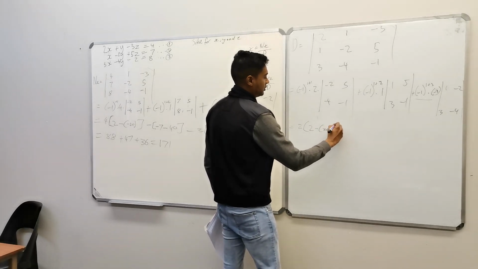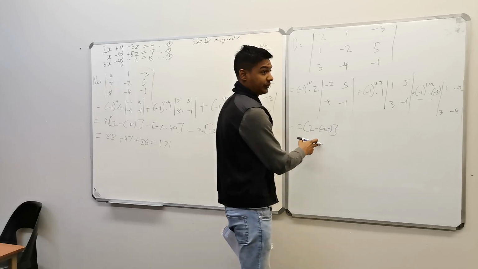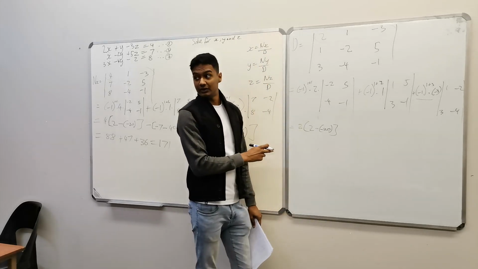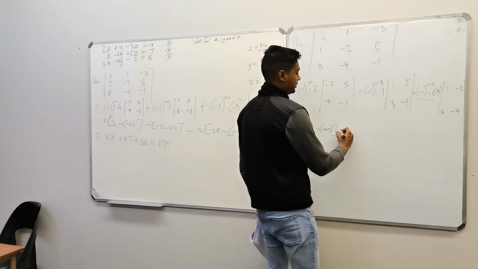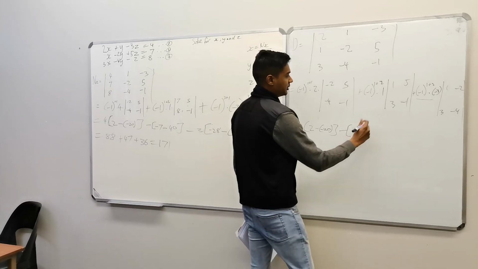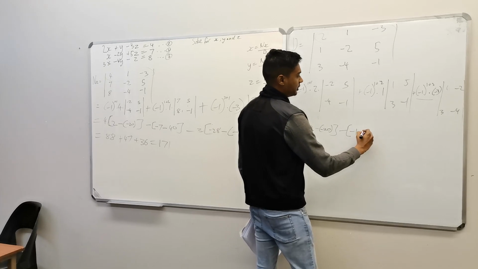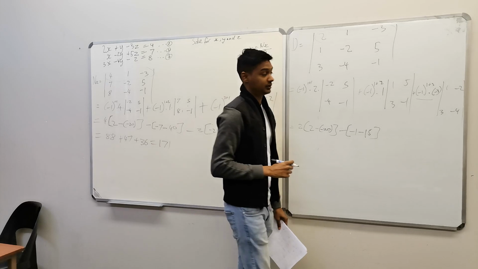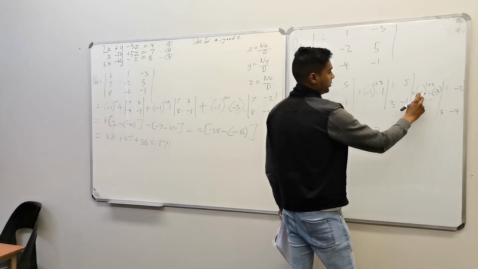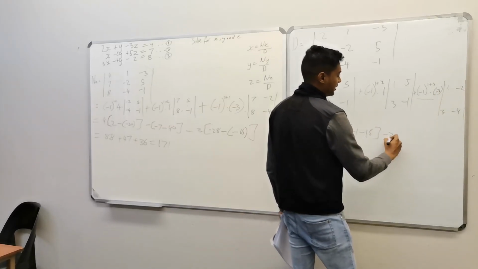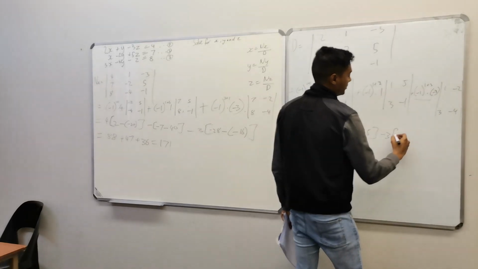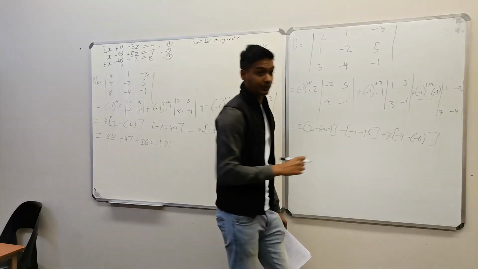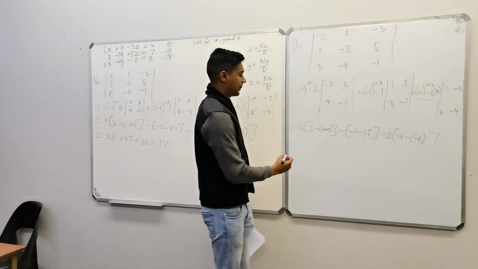Minus 20. Is that fine? Yeah. Right, so the next one will be minus, so that will be minus 1 minus 15. Is that fine? Yes. Right. Then you got plus here times a negative, negative 3, minus 4, minus 6. Is that fine? Okay.